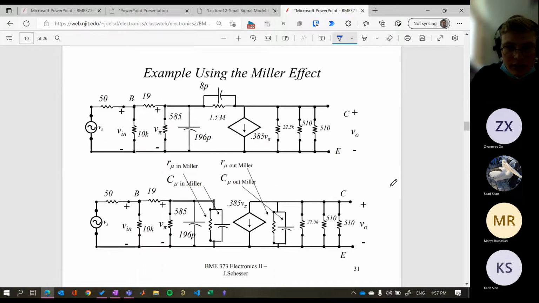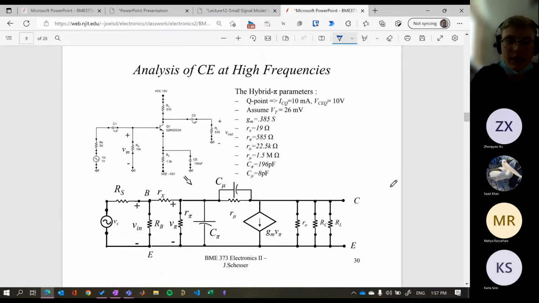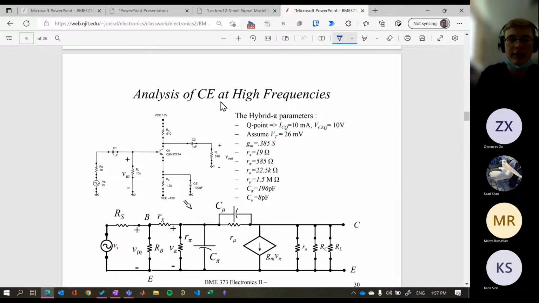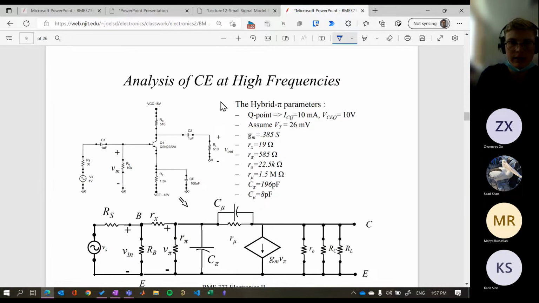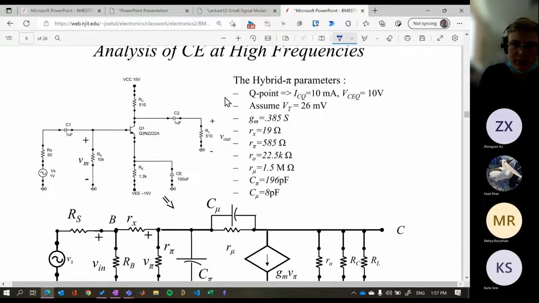So let's have a look at some analysis of a common emitter at high frequencies. We're given a quiescent point. We assume it's room temperature. You can calculate all of these values if you're interested. Oh, these we get given.